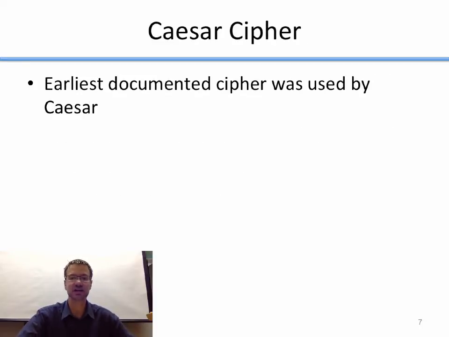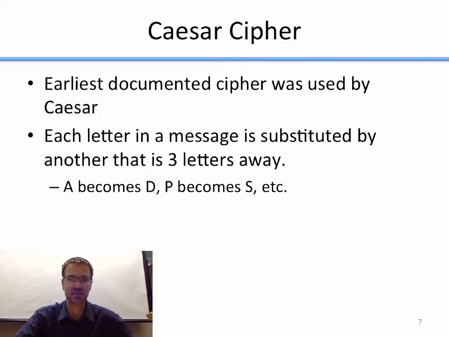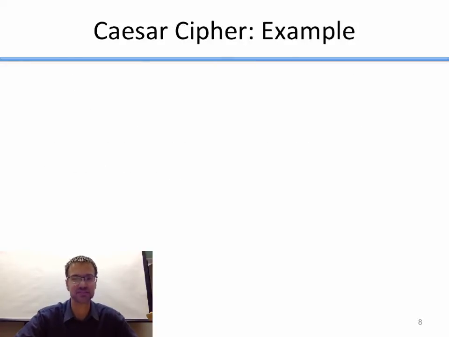The earliest documented cipher was used by Caesar. Hopefully you've at least heard of Caesar. And we call it the Caesar cipher. Each letter in the message was substituted by another letter that was 3 away. That means that if the original message had a letter A, well then in the encrypted message it became D. If it was the letter P, then it became S, etc., etc. Let's do an example of that.